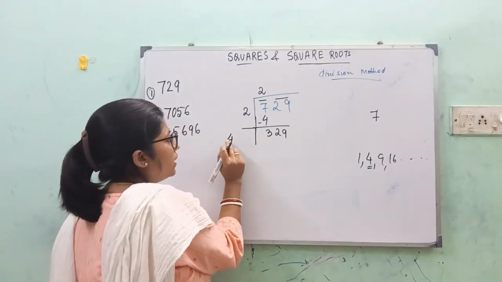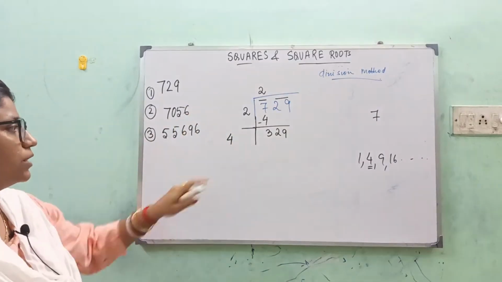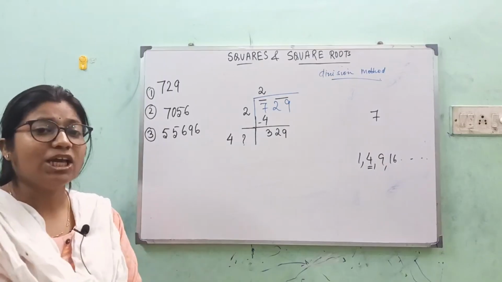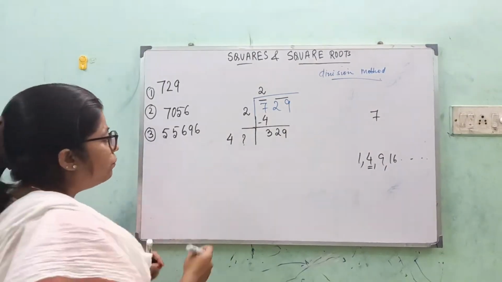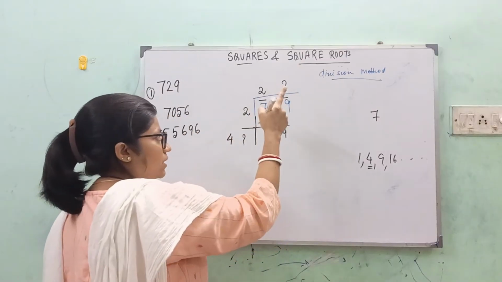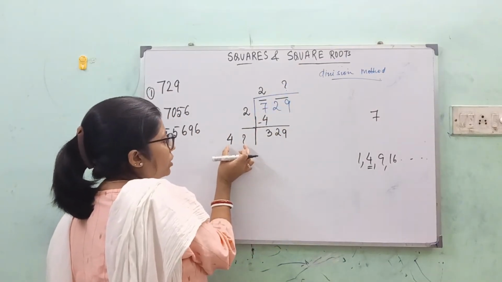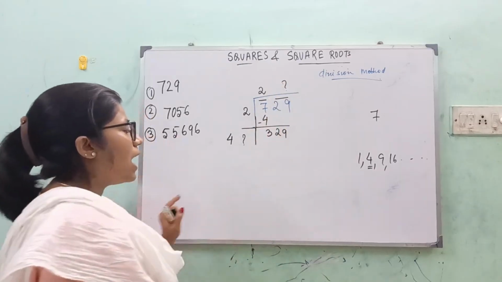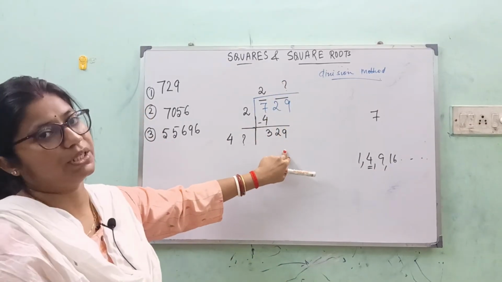Keep some space over here and then double the digit and place it over here. Now what do we place over here? You have to think of a digit which will be placed here as well as the same digit will be placed here, so that when we find the product of this into this, we get a number which is either closer to this or this.